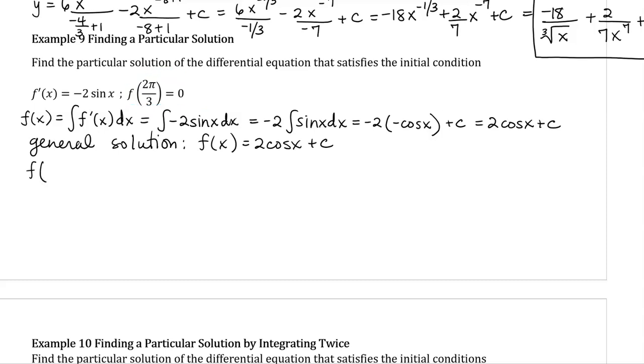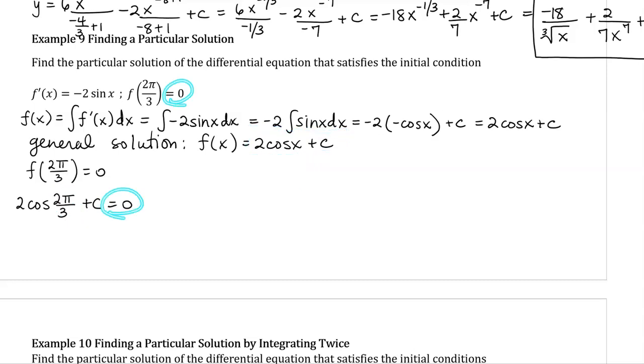So let's actually plug 2 pi over 3 into the function and set it equal to 0. So I have 2 cosine of 2 pi over 3. I'm plugging in 2 pi over 3 for that x, and I'm going to set all of this equal to 0. Right? So in this expression here, I replaced x with 2 pi over 3. I still kept the plus c. We're going to solve for that.